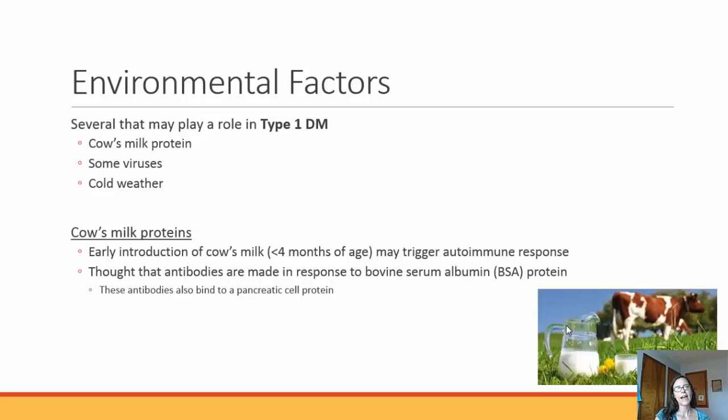be some environmental factors that might trigger type 1 diabetes. So one of these that's being considered is early introduction of cow's milk protein. Oh, sorry, of cow's milk. So not formula, but cow's milk itself. And this could trigger an autoimmune response. It's thought that the antibodies that our body would make in response to these proteins that we have in the milk also may then recognize our beta cells as foreign as well and attack those.